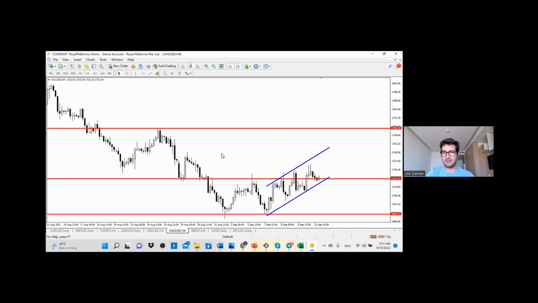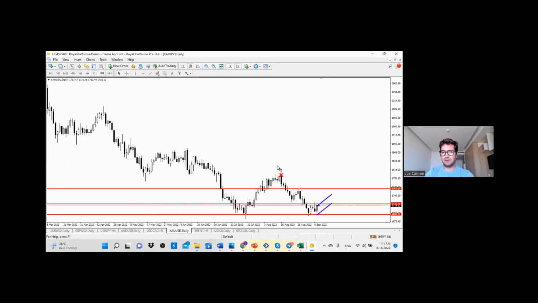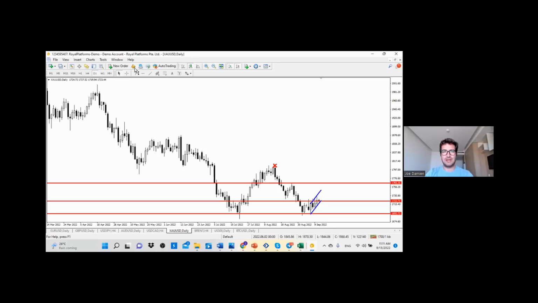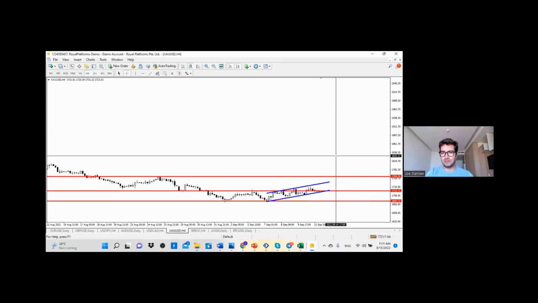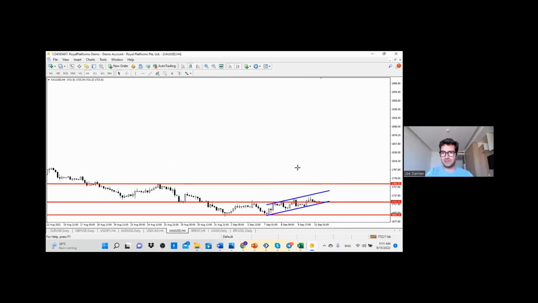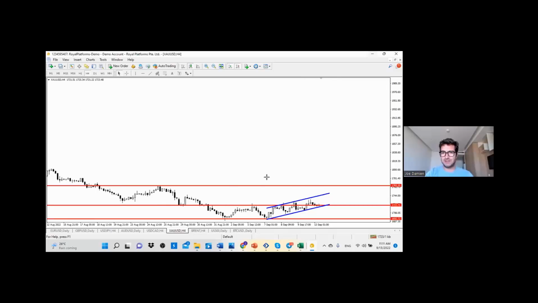XAU USD, I can see the market is still in a downtrend on the higher time frame. We have lower highs and lower lows. So lower highs here and lower lows. The market entered into a sideways movement, and this is more obvious on the lower time frame. This is the sideways movement here inside the blue channel.